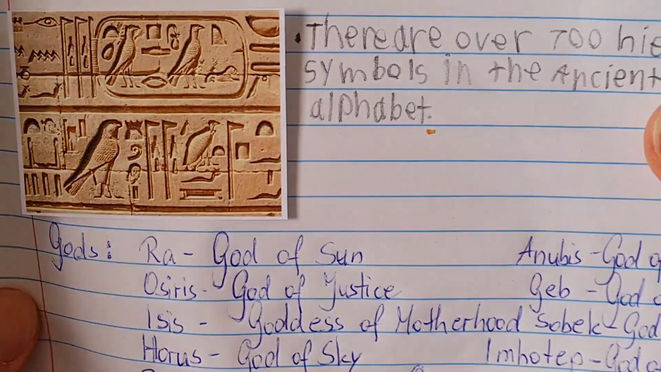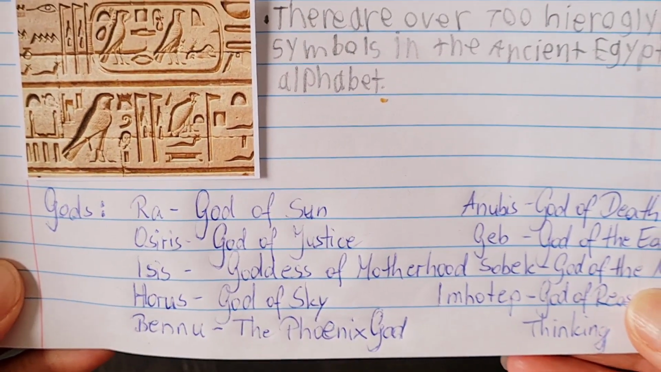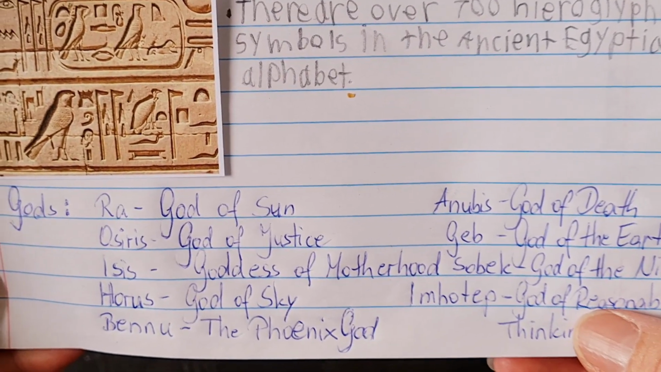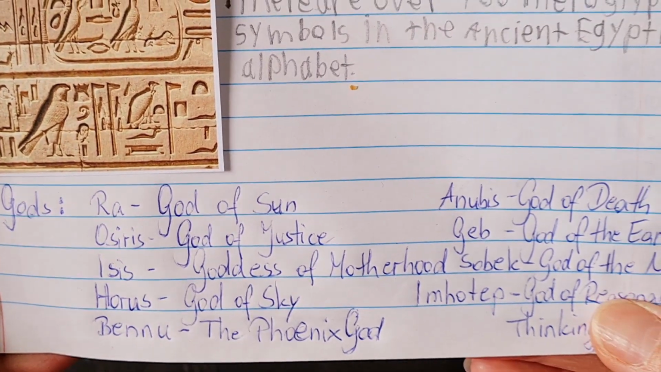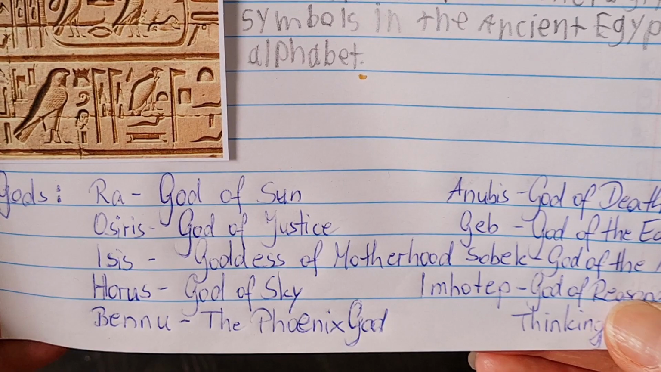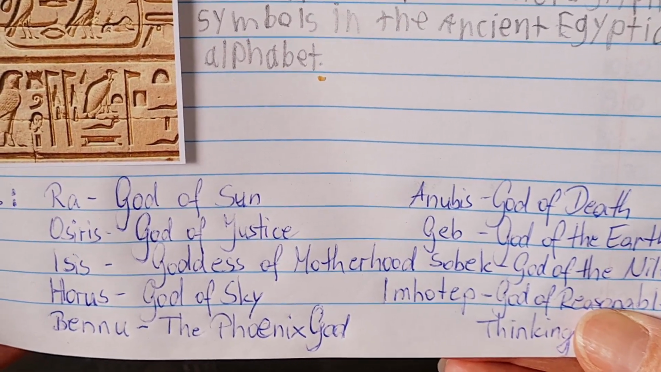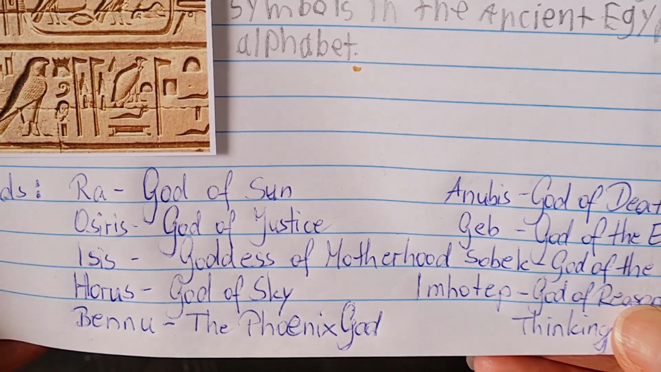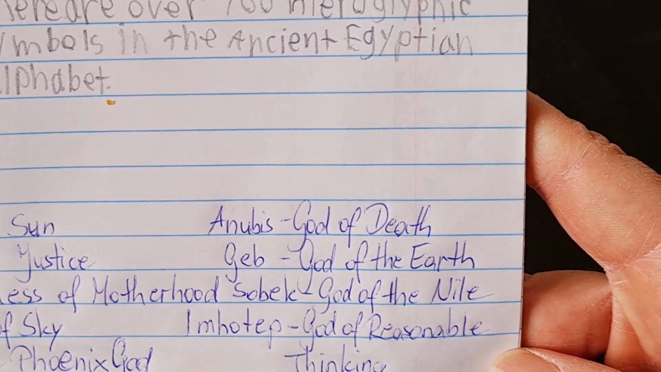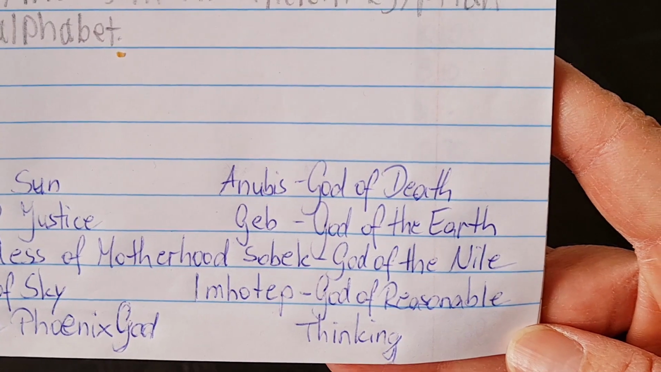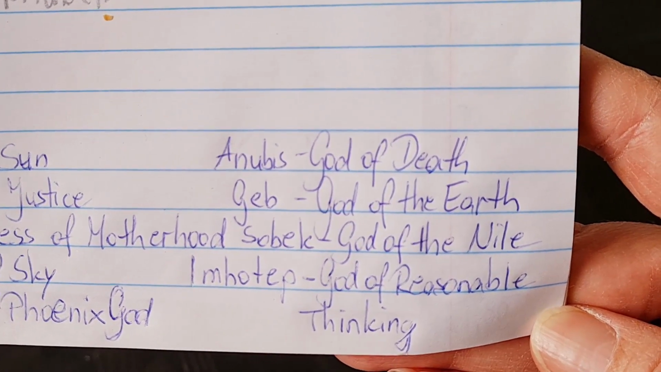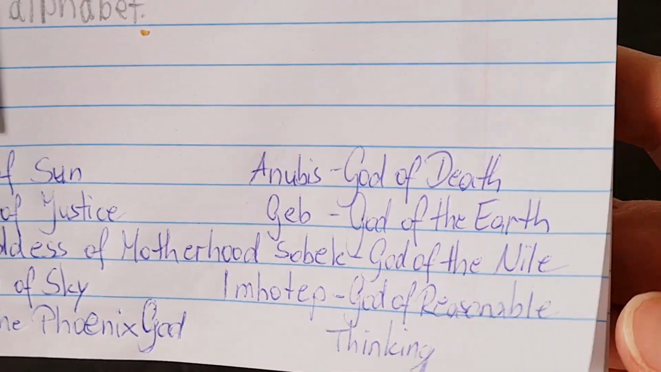So Egypt also had a lot of gods. Here we found a little list and I've just picked out a few of them. Ra is the god of the sun, Osiris, god of justice, Isis, goddess of motherhood, Horus is god of the sky, Bennu is the phoenix god, Anubis, god of death, Geb, god of earth, Sobek, god of the Nile, Imhotep, god of reasonable thinking.